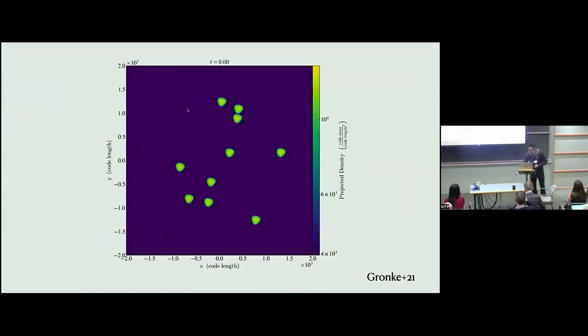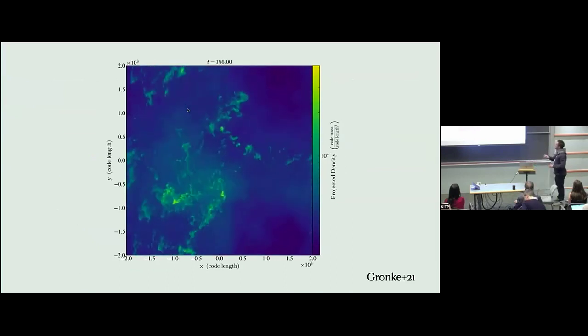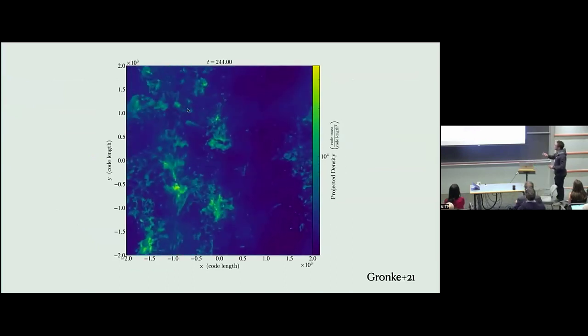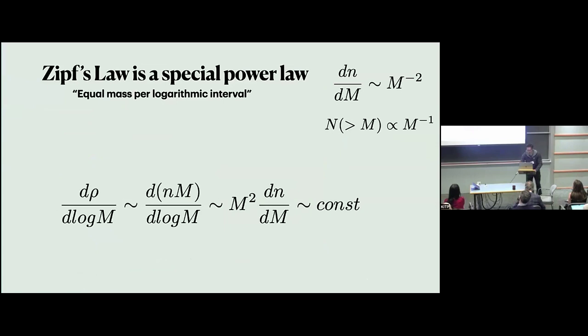So just to give you an idea of what we're talking about, this is just a box. You stir it, there's radiative cooling, and you measure the mass function of cold gas. So where does this come from, right?